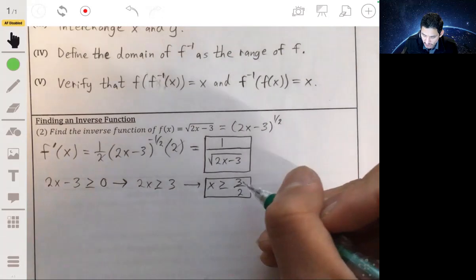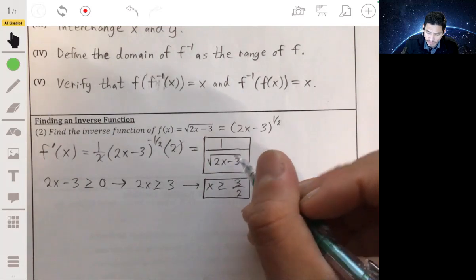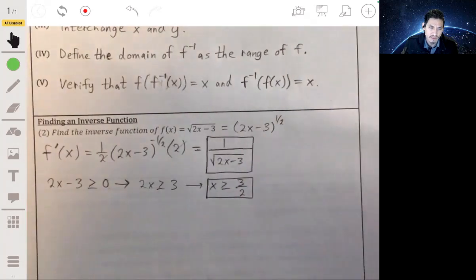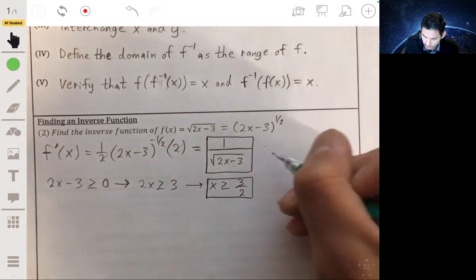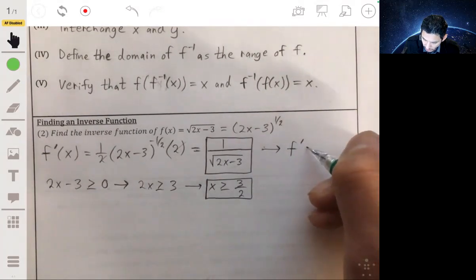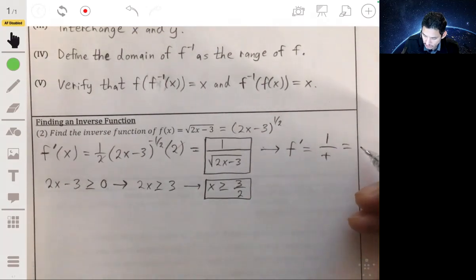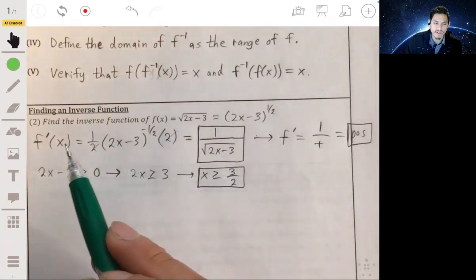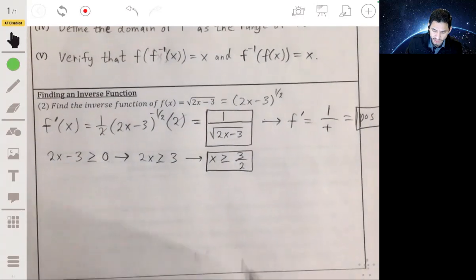Now, if x is always at least 3/2, that means that this will always be positive, because we can only take square roots of positive numbers or 0, but we're making it greater than this. So then we can show that if we have 1 over a positive number, this is always a positive number. So the derivative is always positive. So then if the derivative is always positive, that means it's always increasing. So that means it's strictly monotonic.